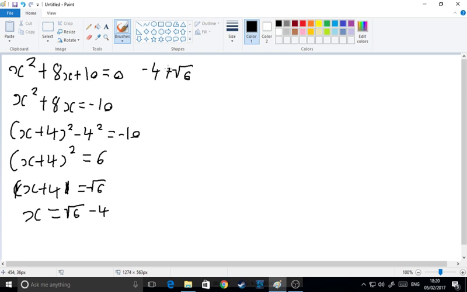Oh yeah, silly me. The two roots are going to be that or that, because remember, when you square a number, it could be minus or a plus. That's where we're getting that from, because minus root 6 would turn into positive 6 if you squared it, and positive root 6 squared is also going to equal 6. So these should be your two roots: minus 4 plus root 6 and minus 4 minus root 6.